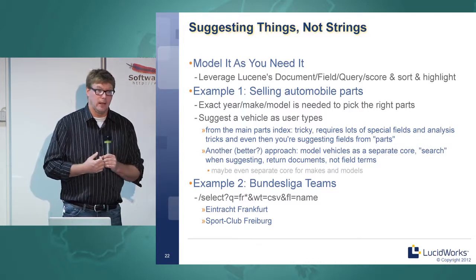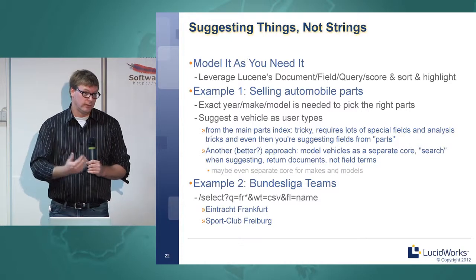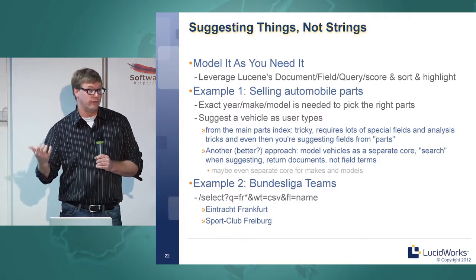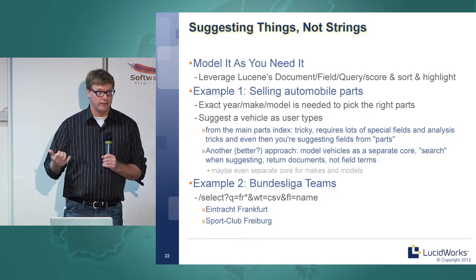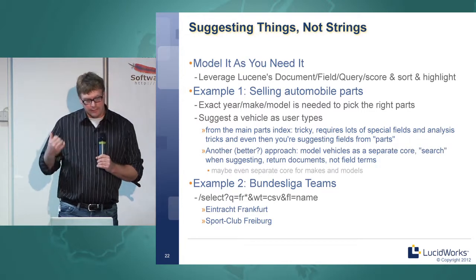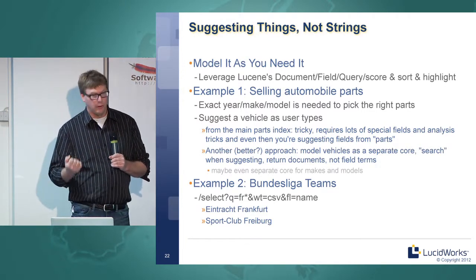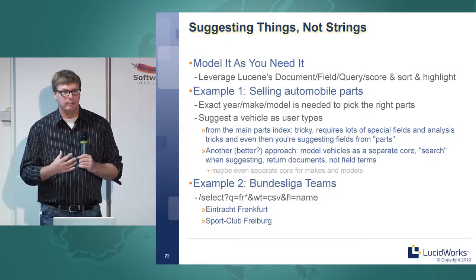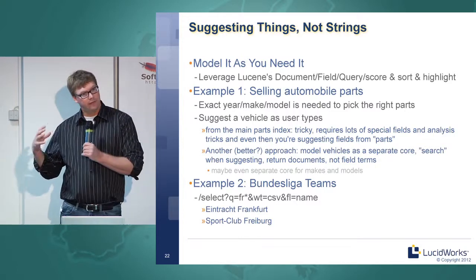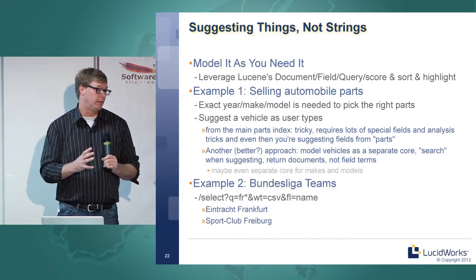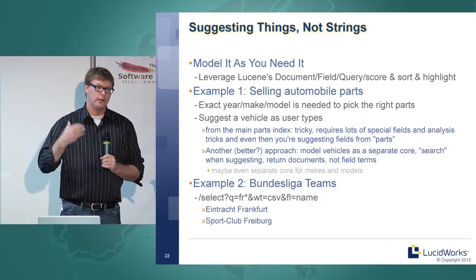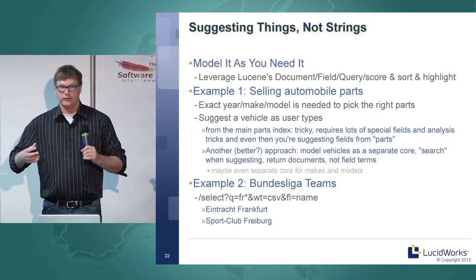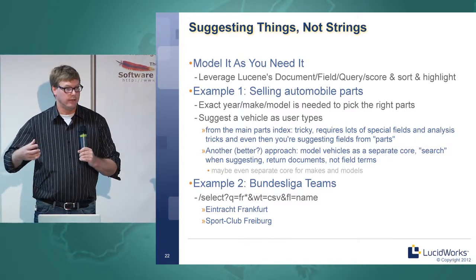And if you're indexing parts, as in my first example here, car parts, and when the user types, what you really need to be able to suggest is the actual vehicle, a year, make, and model of a vehicle. In this case, it can be better, and I put better with a question mark because it always depends on what's better. You really have to figure out what's right for your domain. But it can be better to model those vehicles as a separate complete index or as separate document types within the same index, and leverage Lucene and Solr's search capabilities. Rather than suggesting field values, you're suggesting documents, and you're doing real searches against a real index.